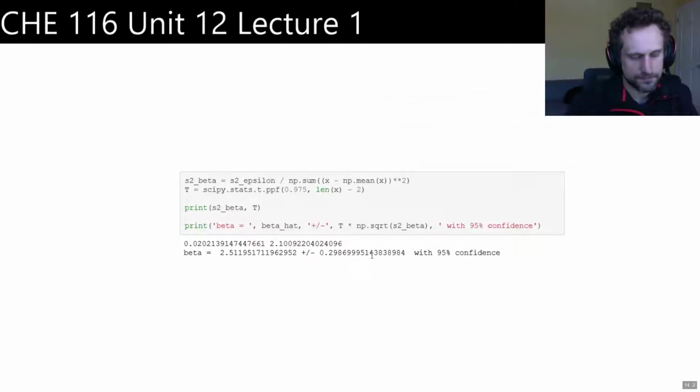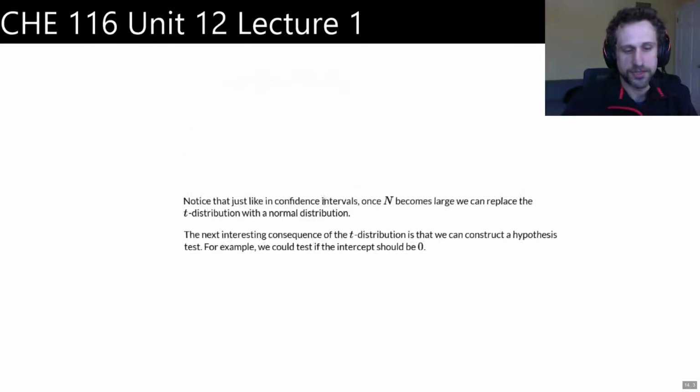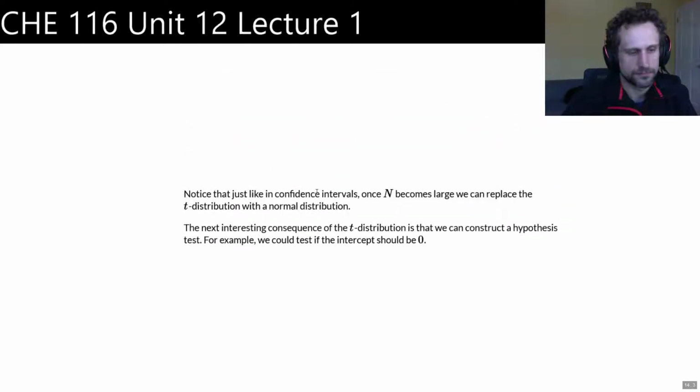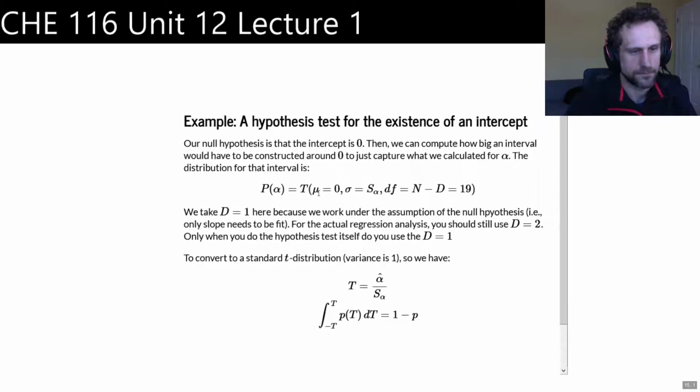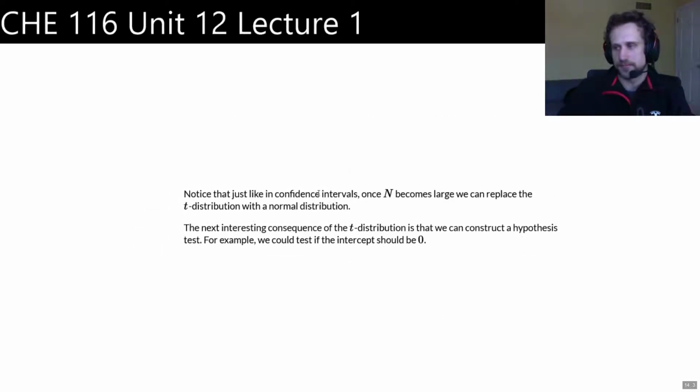And this is the same kind of thing: as the degrees of freedom gets larger and larger, we could use a z-value instead. Okay. So are there any questions on this example?